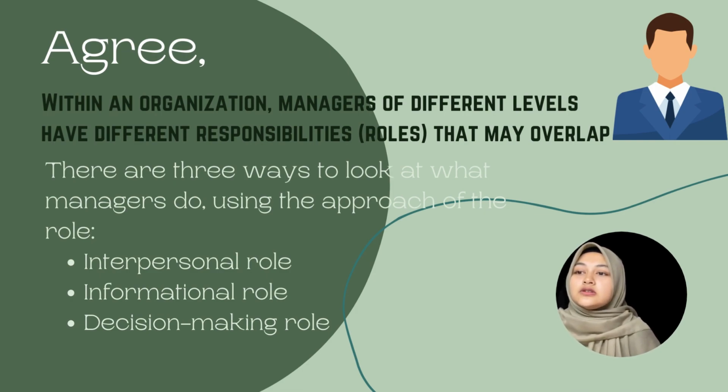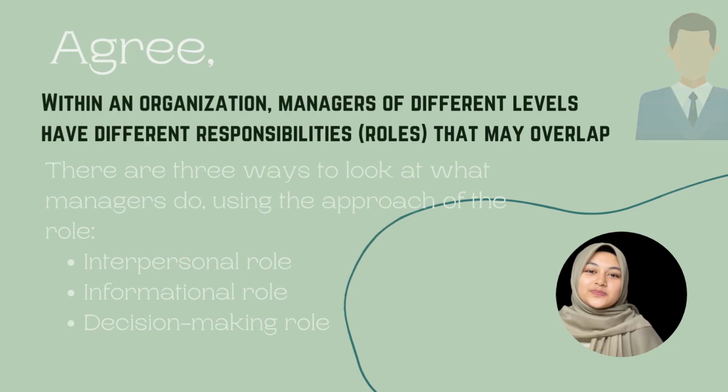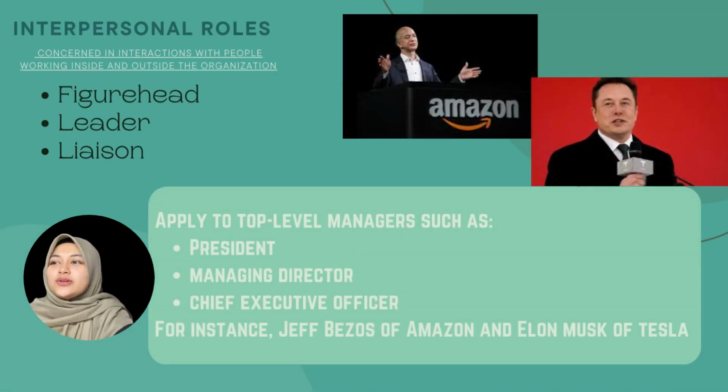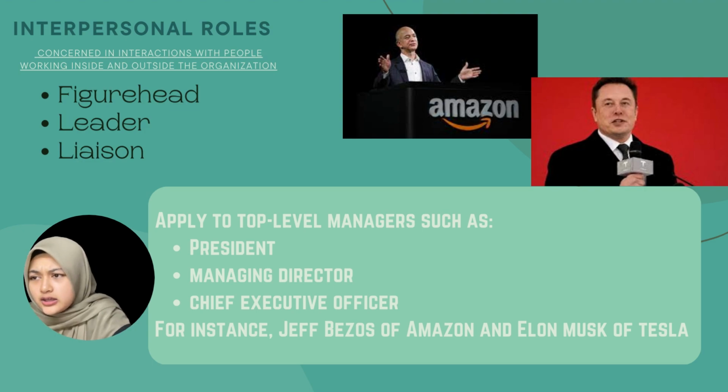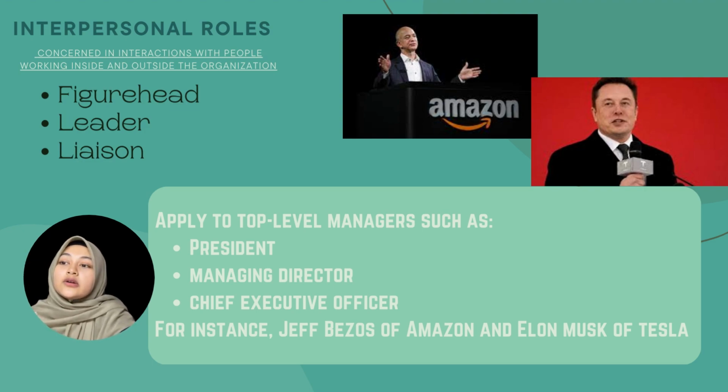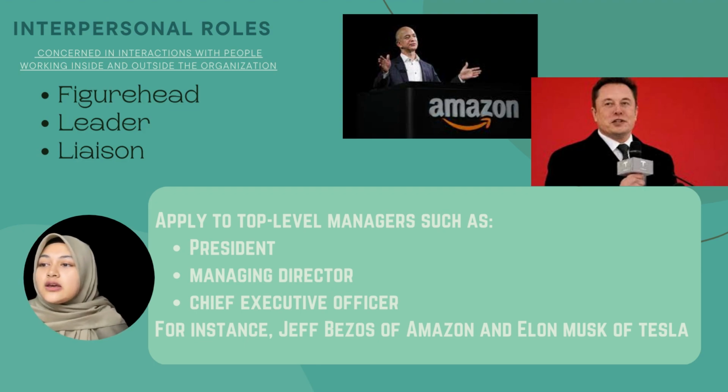There are three ways to look at what managers do using the approach of roles. The first one will be the interpersonal role, the second one will be the informational role, and lastly, the decision making role. Firstly, I will be explaining interpersonal management roles. The managerial roles in this category involve providing information and ideas. So the first part of it is to be a figurehead. As a manager, you have social, ceremonial, and legal responsibilities. You are expected to be a source of inspiration, and people will look up to you as a person with authority and as a figurehead.